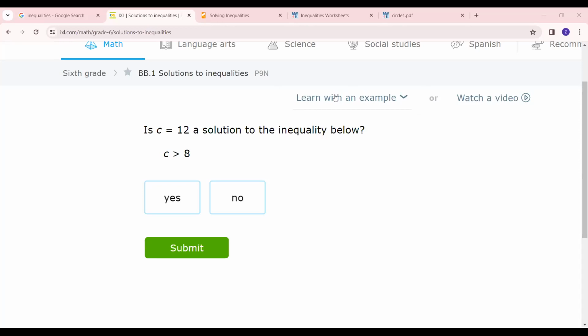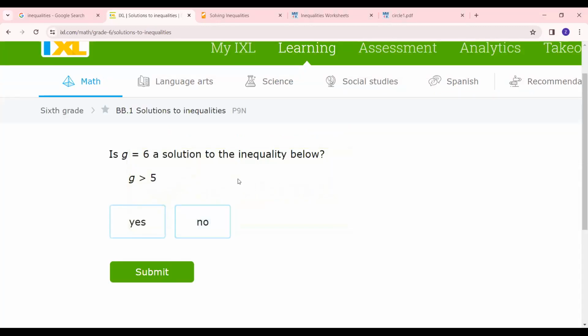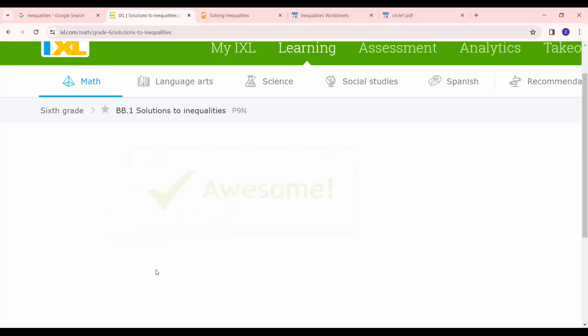All right, the first question says, is C equals 12 a solution to the inequality below? Here we have that C is greater than 8. So is C equal to 12 a solution, yes or no? Yes, it is definitely a solution because it's greater than 8. Next question. G equals 6. Is that a solution to the inequality that G is greater than 5? Yes, it is. Definitely it is. And so we put yes as well.